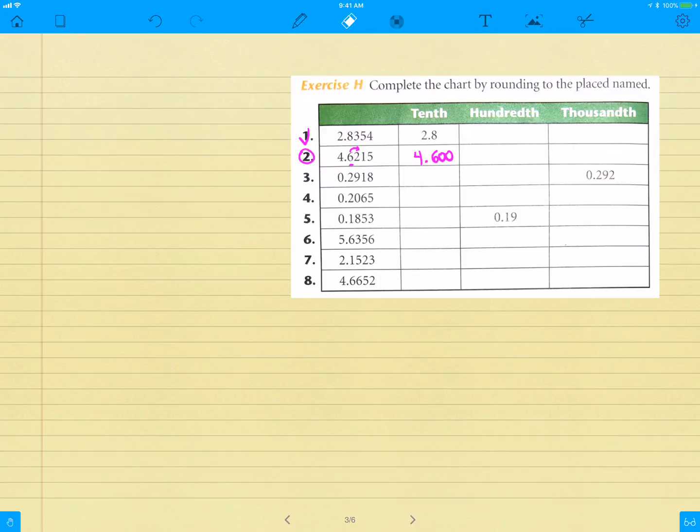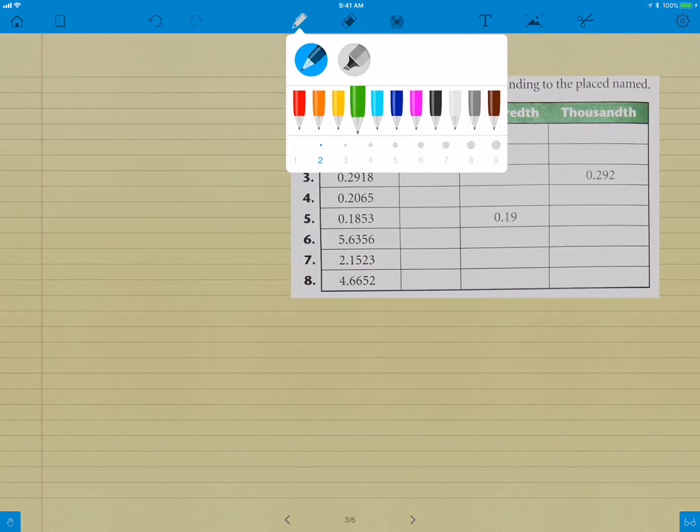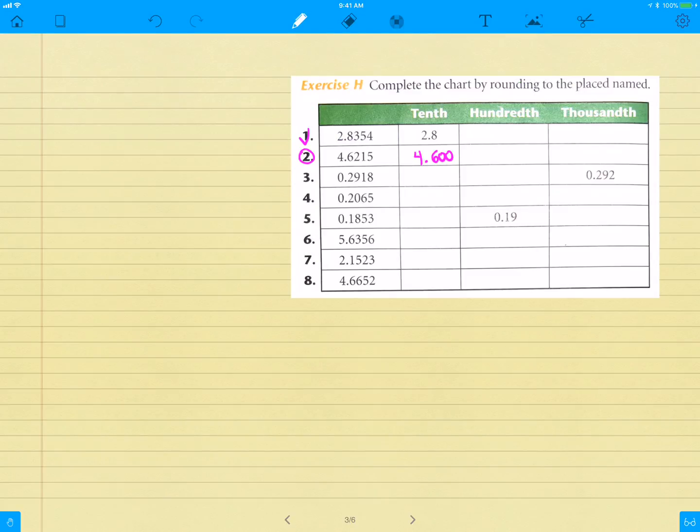Now, starting over. And let me pick a different color here. Okay, now looking at the 100th position. The 100th position, that is this number. So we have to look at the number behind it. That number is not a 5 or larger, so that means the 2 will stay the same, kind of like what we did with the 6 earlier, and then you chop off all the rest of the numbers behind it. Okay, and then the last one is the 1000th position.